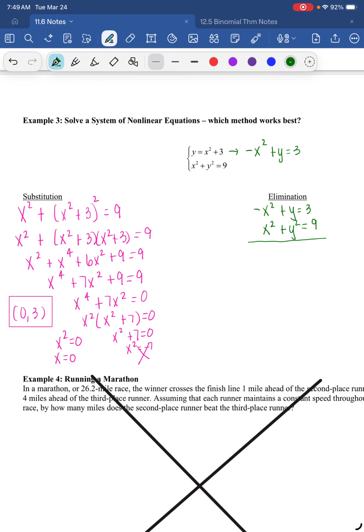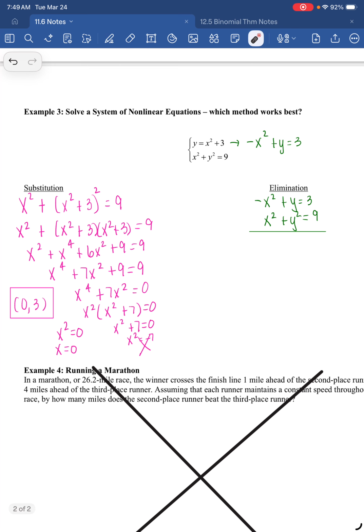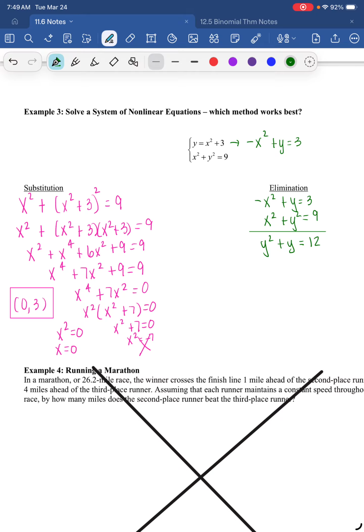So now when I add these together, negative x squared plus x squared is gone. Okay, and then note that y squared and y, those are not like terms. So I'm going to get y squared, and I'm going to subtract 12, and lo and behold, we need to factor again. So y is negative 4, and y is 3. Okay, great.